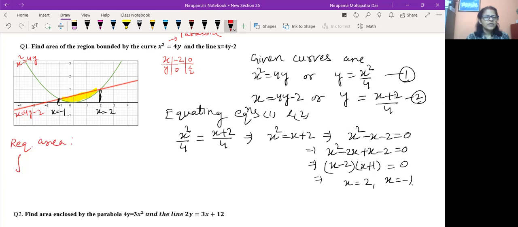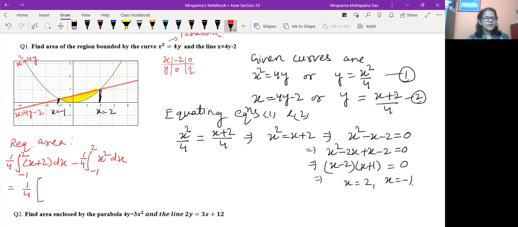the integral from minus 1 to 2 of y of line. Y of line means 1 by 4 of (x plus 2) dx, right? Y of line minus, again from minus 1 to 2, y of parabola. Y of parabola is 1 by 4 of x square dx, right? So this is a very, very simple integral in fact. So 1 by 4 you can take out from the whole thing.